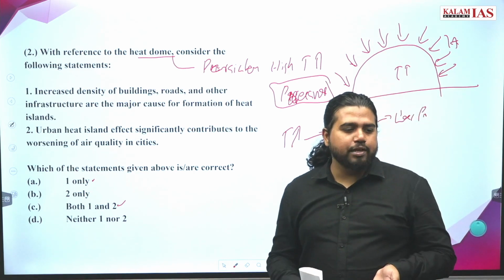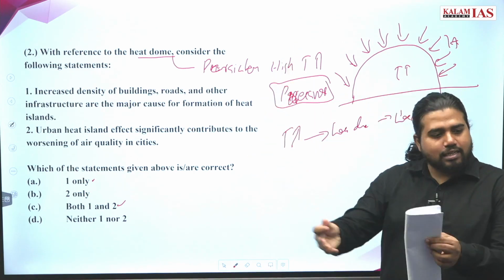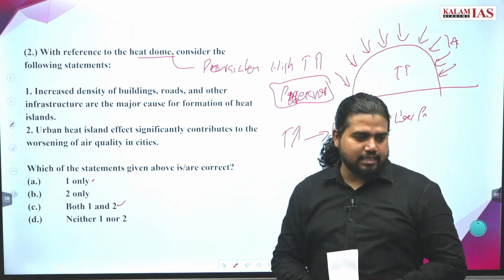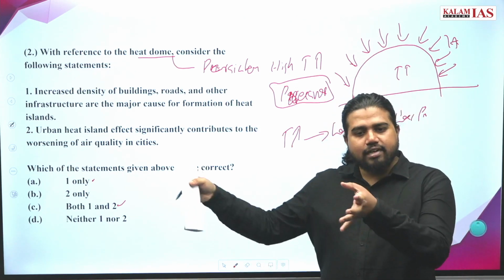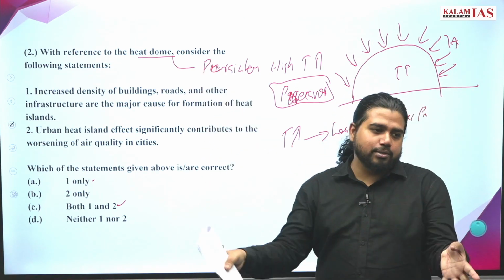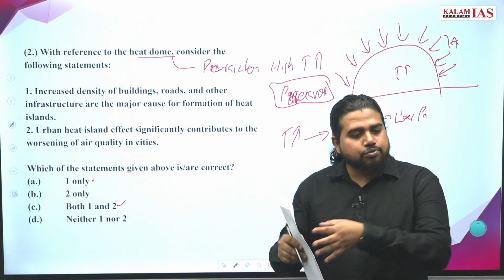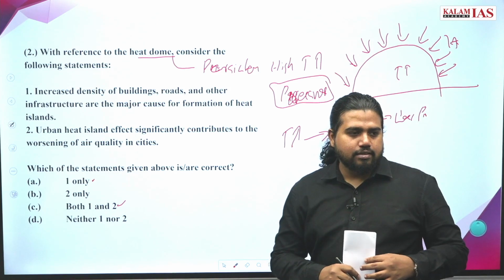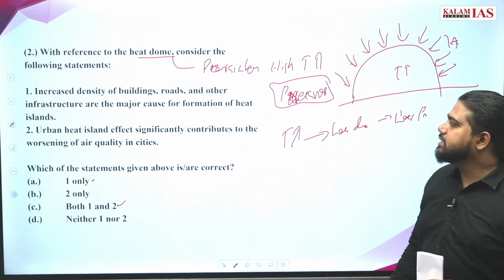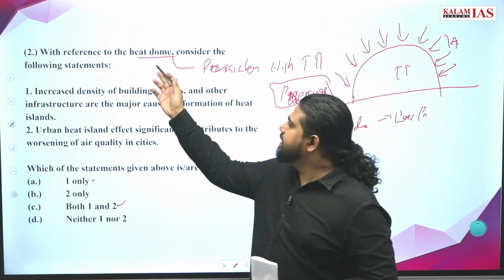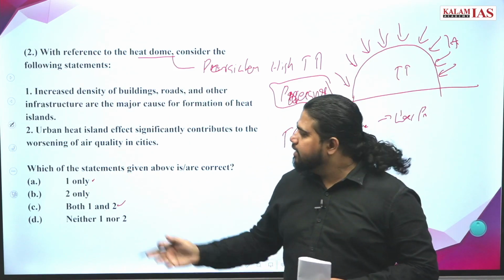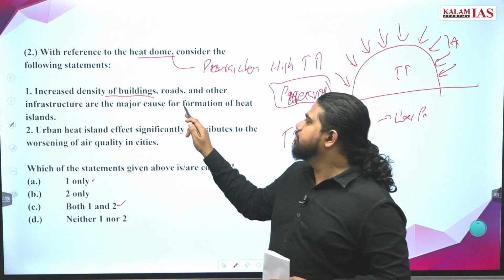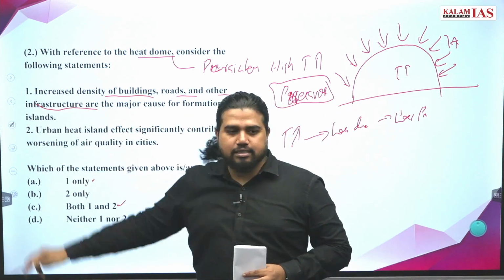There will be no vertical movement of air, and the horizontal movement of air will be highly restricted. This will lead to the continuation of high temperature characteristics for even 2 days, 4 days, even a few weeks. So that characteristic we call heat dome, urban heat dome or urban heat island. That is mostly due to increased density of buildings, roads and other infrastructure.